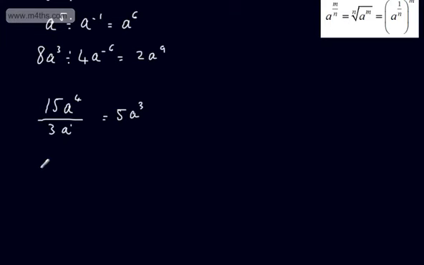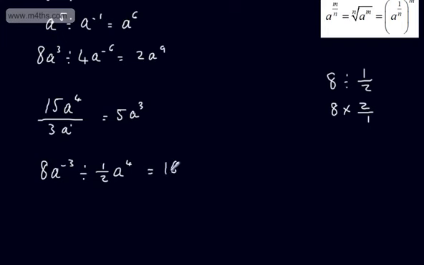So if we, for example, have, let's do something else. Let's say we've got 8 and then we'll have a to the power of minus 3 divided by, and we'll write down 1/2, let's go for a to the power of 4. We're going to do 8 divided by 1/2. 8 divided by 1/2 is the same as 8 multiplied by 2. All we do is invert the fraction and multiply. So we're going to have 16.